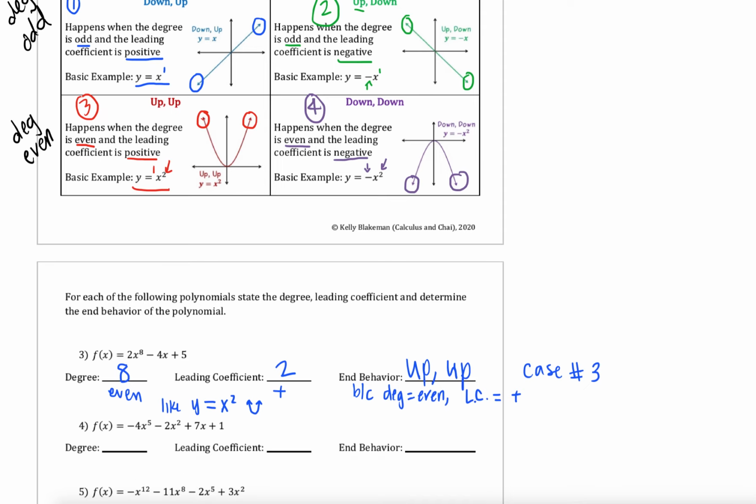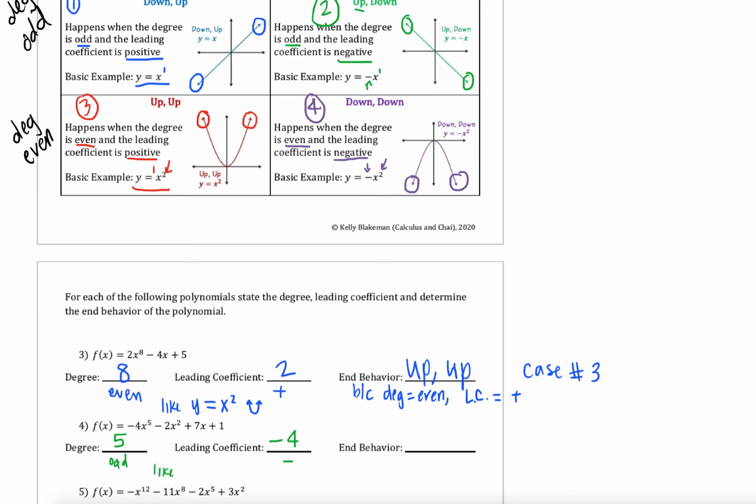So in our next example, we have f of x equals negative 4x to the 5th minus 2x squared plus 7x plus 1. And we want to determine our degree and our leading coefficient. Why don't you guys pause the video and determine those two? So our degree for this polynomial is going to be 5, since that is our highest power, and our leading coefficient is going to be negative 4. To figure out our end behavior, we want to determine if our degree is even or odd. 5 is an odd number, and our leading coefficient in this case is negative.